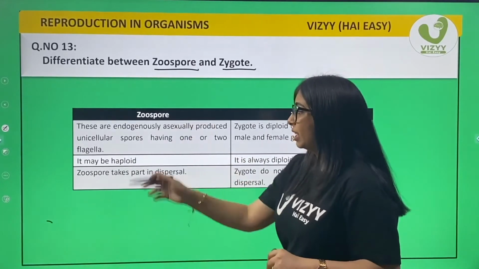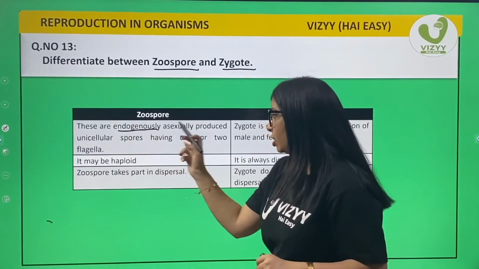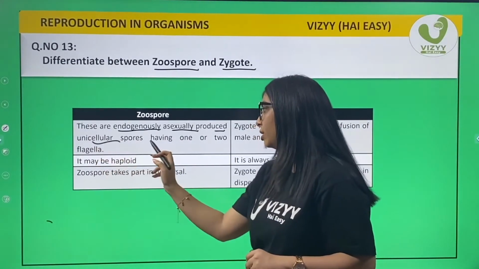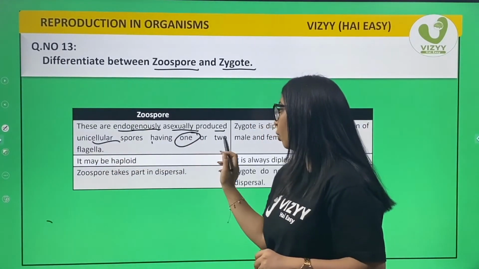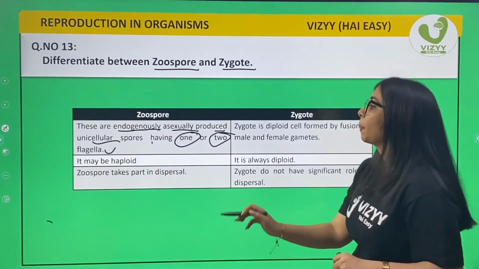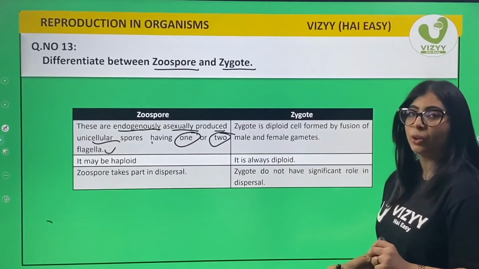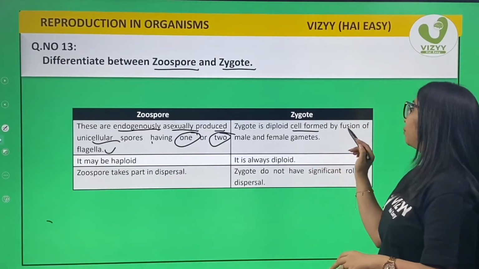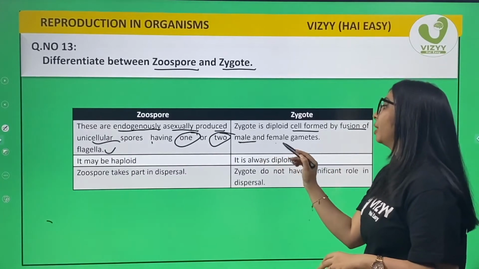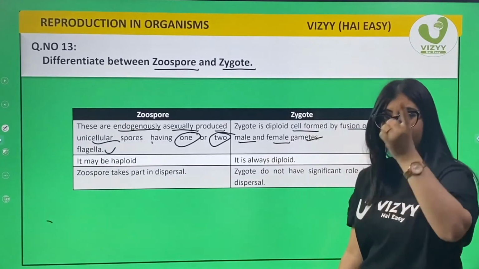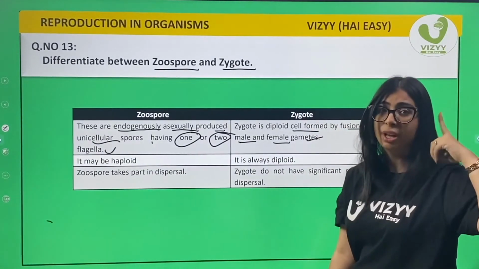Zoospores are endogenously asexually produced unicellular spores having one or two flagella. Whereas what is a zygote? Zygote is a diploid cell formed from the fusion of male and female gametes. Remember kids, zygote is the first cell formed when fertilization occurs.